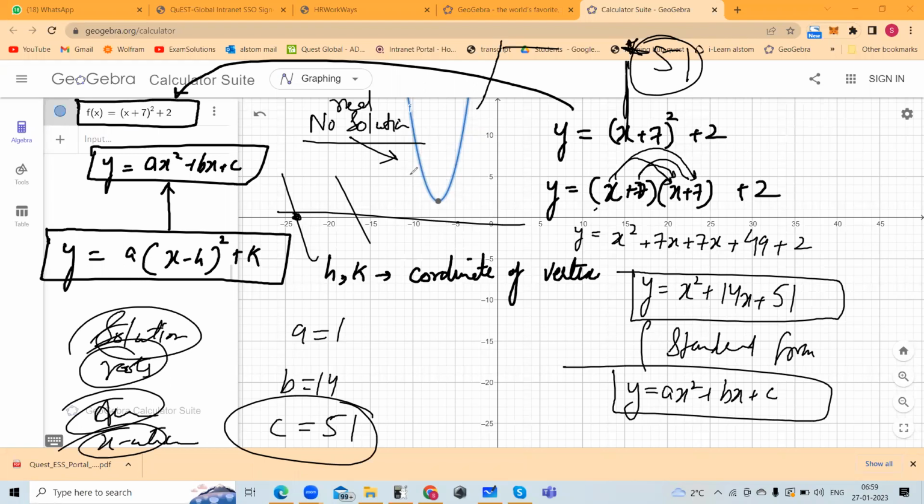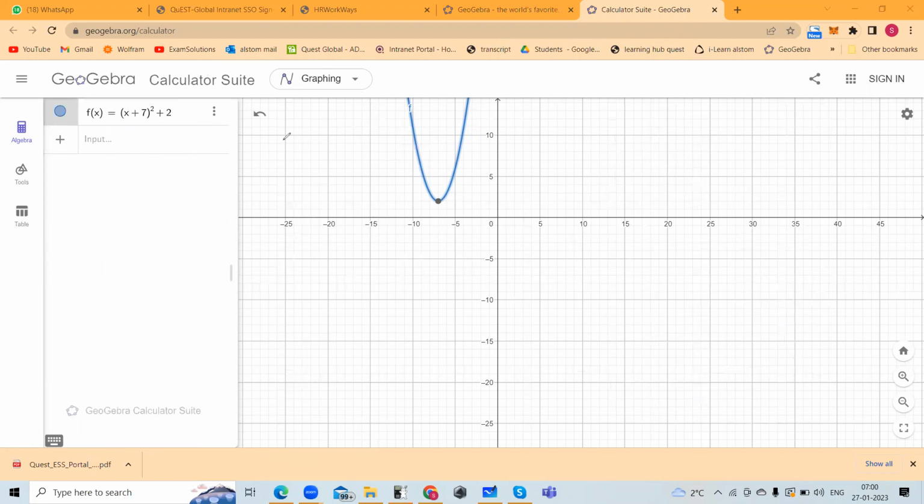But we can definitely have different parabolas touching or cutting the x-axis. We can have one solution or two solutions at max, and we want to know what the solution is. So how can we know the solution? How can we know the solution about a parabola? We're having a quadratic equation, y equals ax squared plus bx plus c.